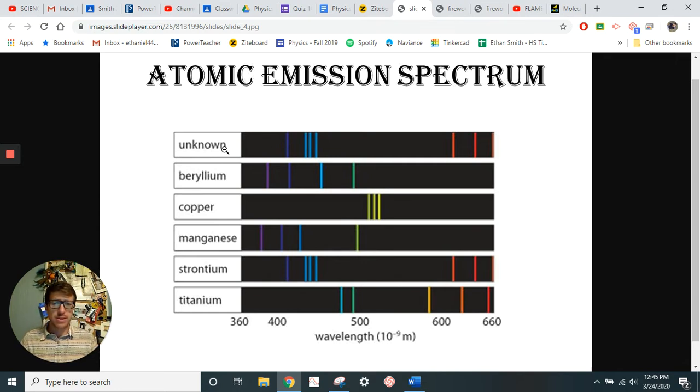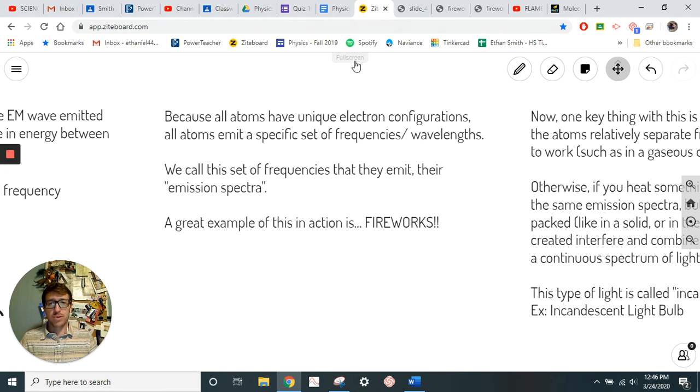This is super useful for figuring out the composition of stars, of things that are far off, even of smaller things. Just knowing the light that they give off when they're excited, we can identify what they are, which is really cool.